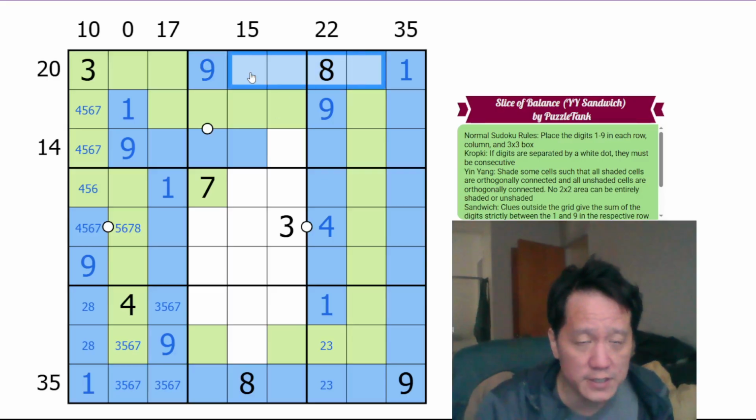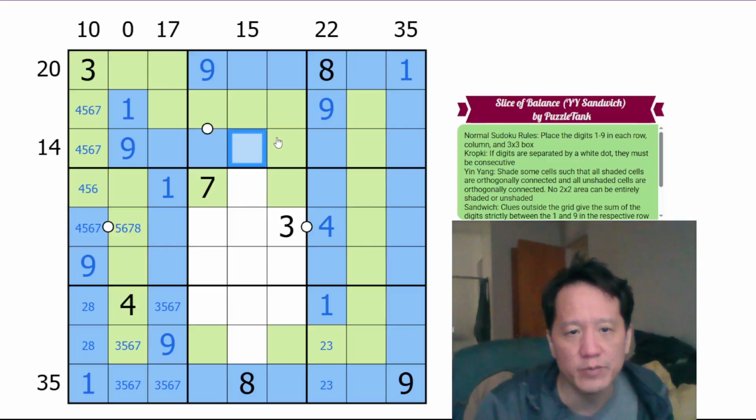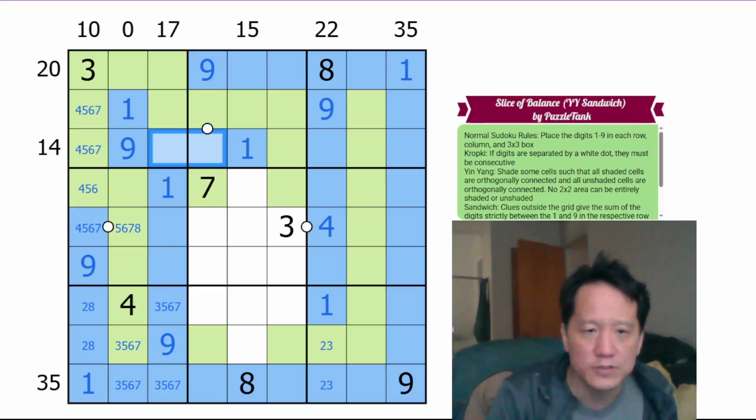So 20 is inside the sandwich here, and 15 is outside the sandwich. Okay. This must connect out here, so this is green. This has to be 1, because 1 cannot be on an unshaded cell. So this is 1, which makes this a 6-8 pair. So this is 6 and 8.